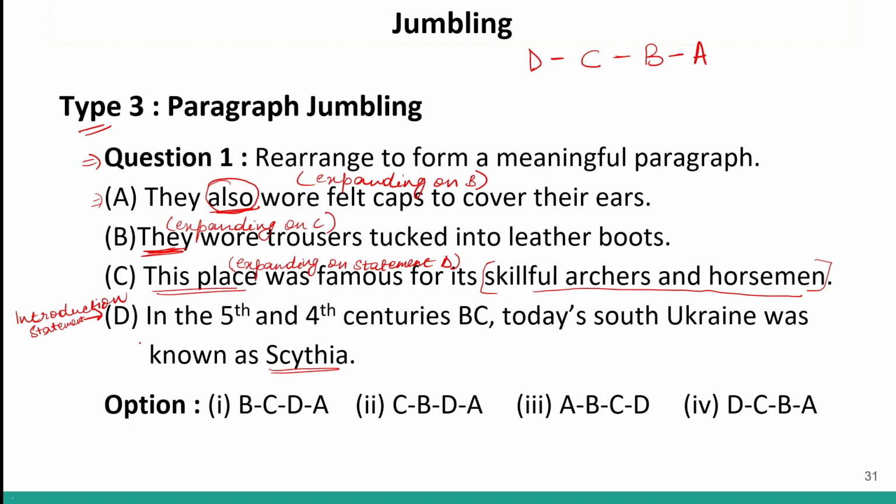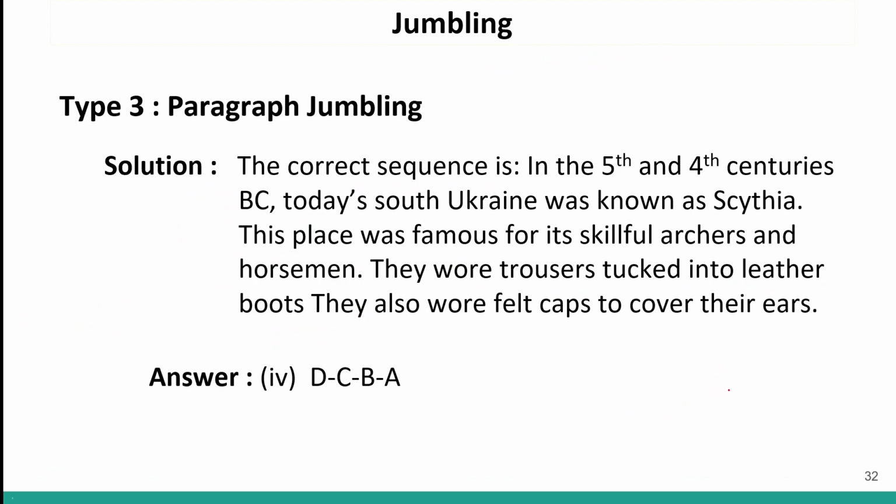How? Let me repeat. In statement D we introduced the idea of Scythia. In statement C we expanded on the idea of Scythia, correct? And we introduced a new idea of archers and horsemen. In statement B, we expanded on the idea of horsemen and archers, right? And then in A, by using the word also, we expanded what we talked about in B. So our logical sequence will be DCBA, which is option number 4. So option number 4 will be your correct answer. So this will be the correct sequence. Okay?